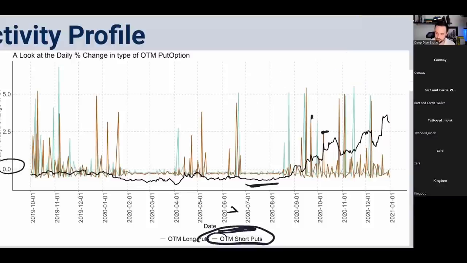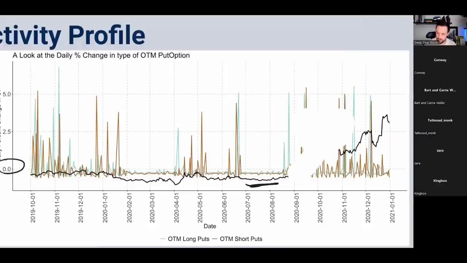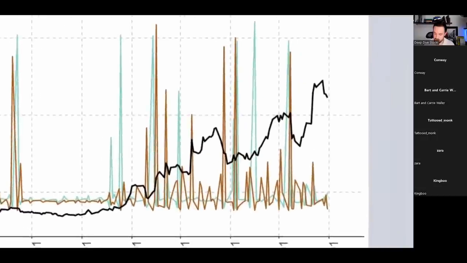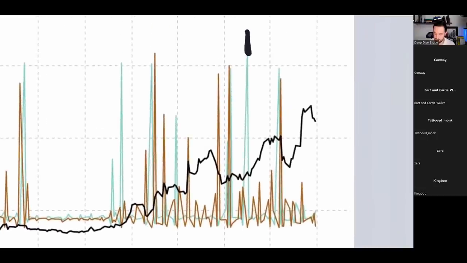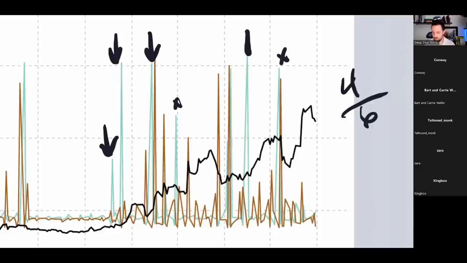If we flip the coin and look at the dealer long puts, the puts where they profit the most when the asset rises, someone made out like a king here. Someone definitely did not make out like a king here. But we also don't know what IV was doing. Someone made out like a king here, and here, and here. So 1, 2, 3, 4, 5, 6, out of 6 they got 4. That's not too shabby.